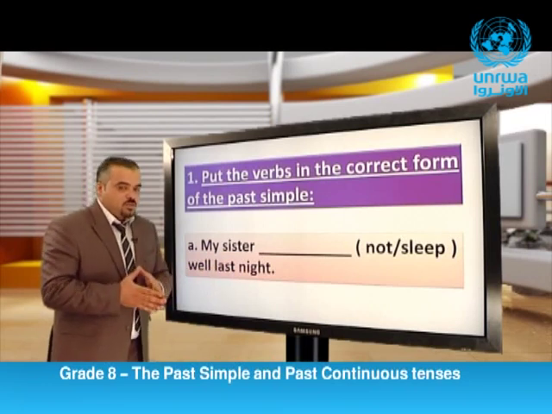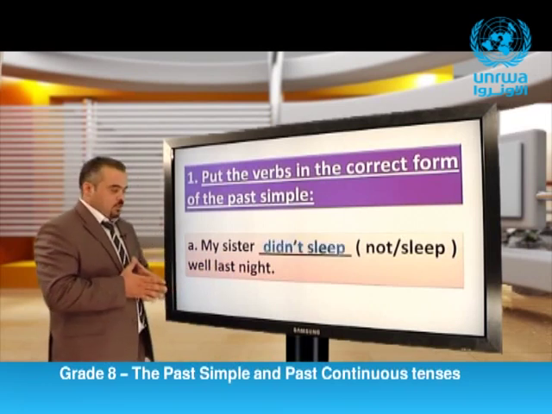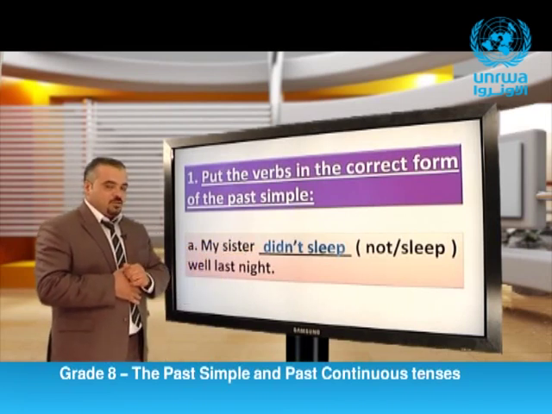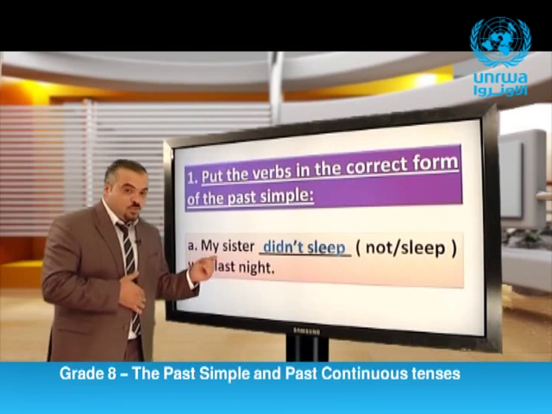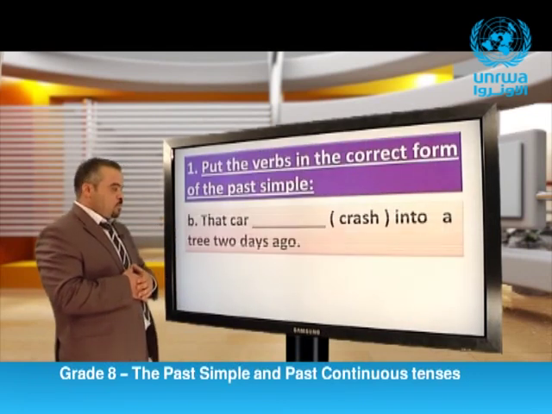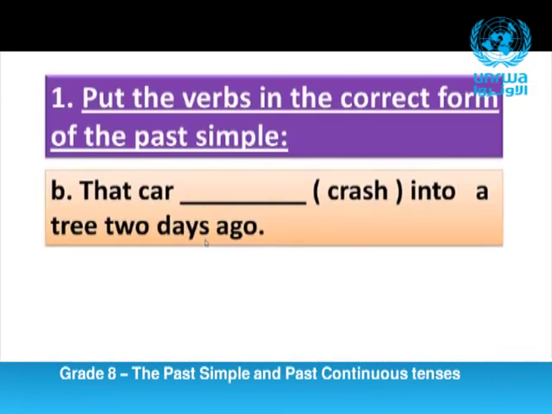Who can give me the answer? Very good, excellent. My sister didn't sleep well last night. Sentence B. That car, the verb crash, into a tree 2 days ago. That car crashed into a tree 2 days ago.